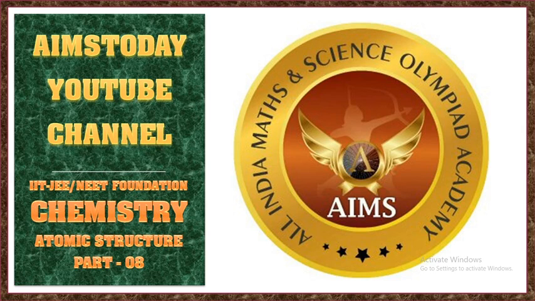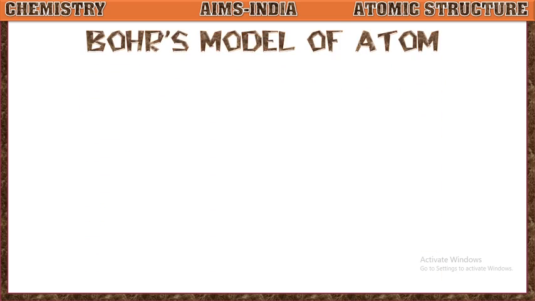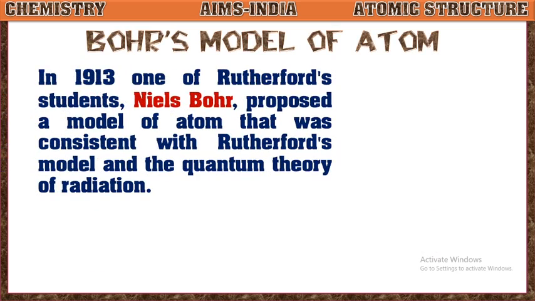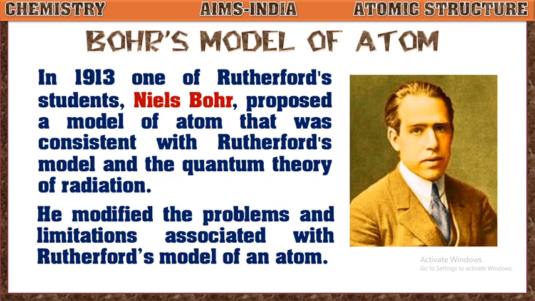In this class we are going to talk about IIT-JEE NEET Foundation Chemistry, Atomic Structure Chapter, Part 8. In this part we talk about Bohr's model of atom. In 1913, one of Rutherford's students, Niels Bohr, proposed a model of atom that was consistent with Rutherford's model and the quantum theory of radiation. He modified the problems and limitations associated with Rutherford's model of atom.